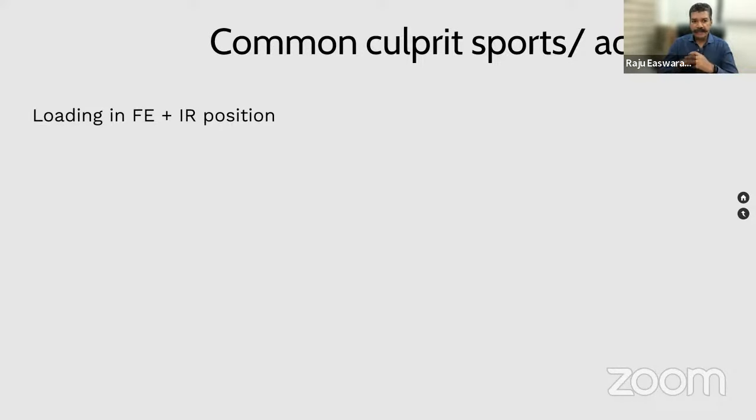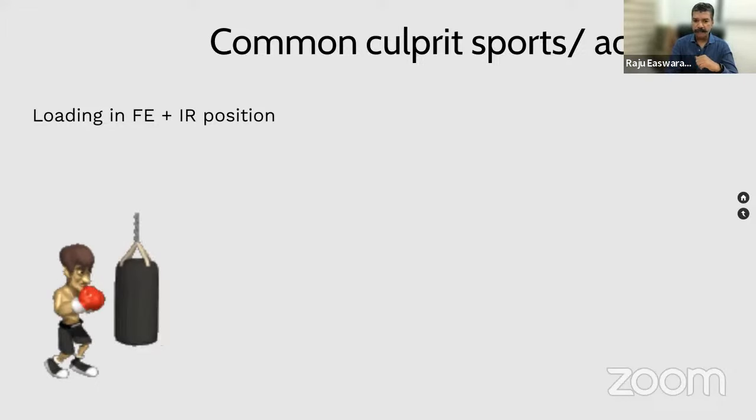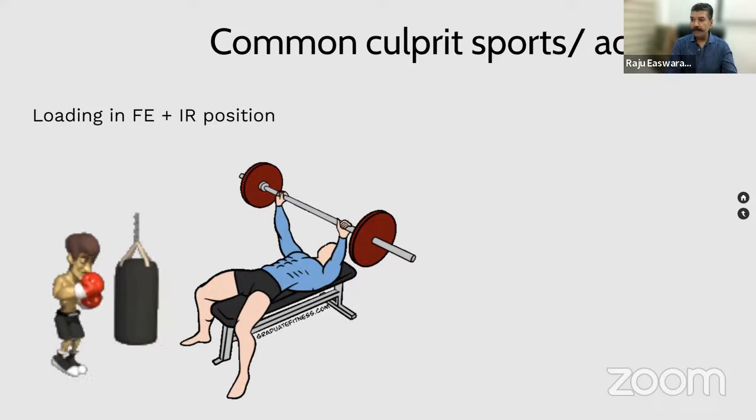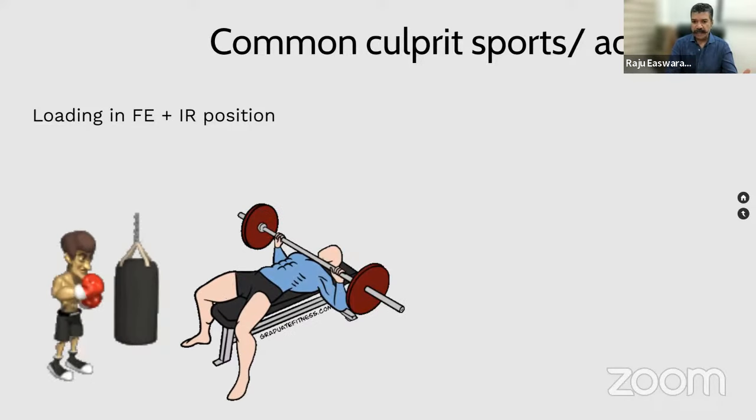So common athletes that we may see complaining of vague pain in the shoulder, particularly at the back of the shoulder, the one thing in common would be they would be participating in sports like boxing. A lot of people who go to the gym and do bench press will tell you. So again, bench press is something which can be painful in both anterior and posterior shoulder instability.